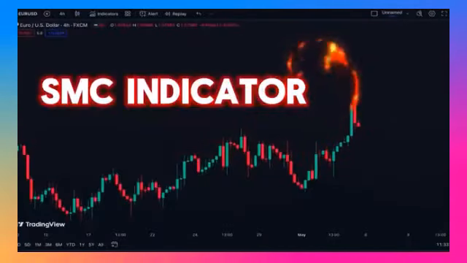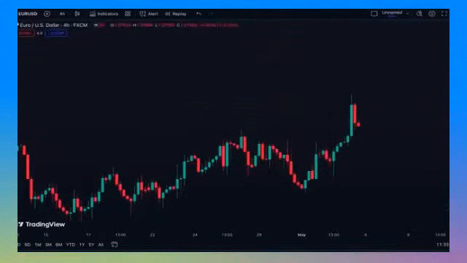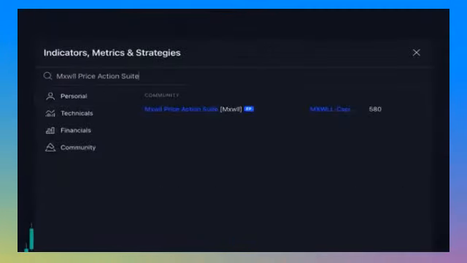Alright, now I want to introduce an indicator that automatically finds and shows you many of the SMC levels that you can use for trading. To add this amazing indicator to our chart, we click on indicators and search Maxwell price action suite, this one, which is an editor's pick indicator written by Maxwell Capital Trading.